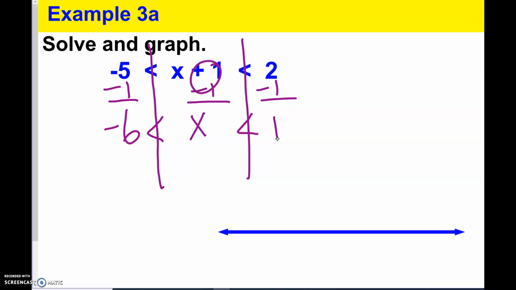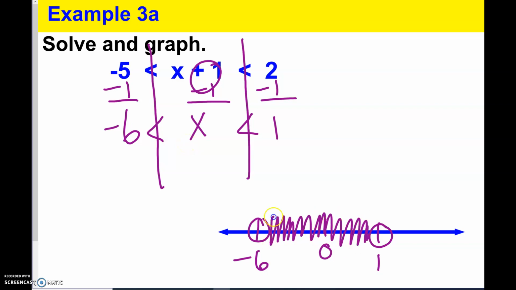Okay, so now when we graph this, see how this is an and and we have that X in the middle here. So we have 0 on the number line, and we have a -6, and we have a 1. They are both open circles. Now you can do this a couple different ways. Some of you are going to recognize when you have that X in the middle and the symbols are going both ways, you just shade right here between this. This is an and. It has to fit greater than -6 and less than 1.